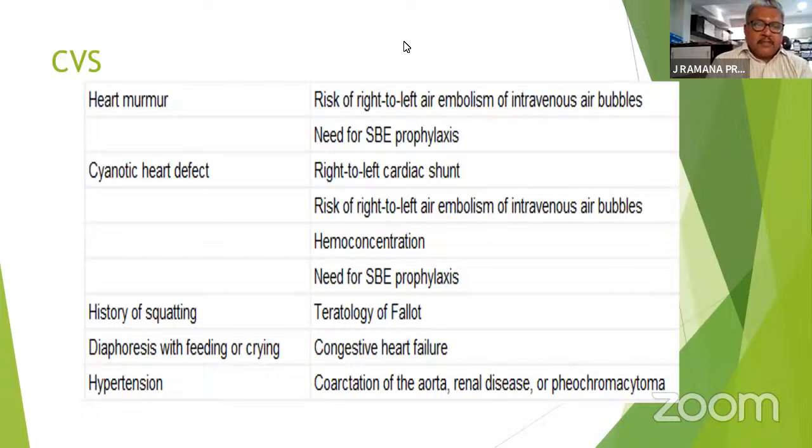During cardiovascular system examination, you should ask about heart murmurs, history of sweating, diaphoresis with feeding or crying, and any history of hypertension. Heart murmur: because of right to left shunt, fear of air embolism, and if there is a history of prosthetic valve, the need for SBE prophylaxis. History of squatting denotes tetralogy of Fallot. Diaphoresis with feeding or crying, suspect congestive heart failure. History of hypertension, you should suspect coarctation of aorta, pheochromocytoma, renal disease.